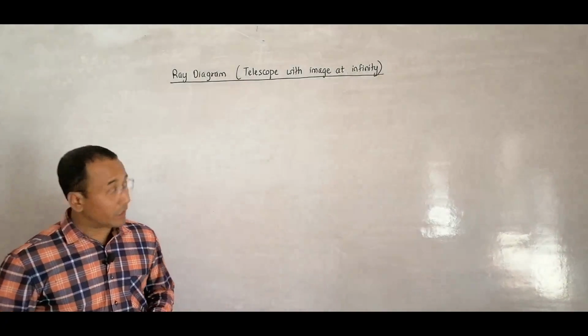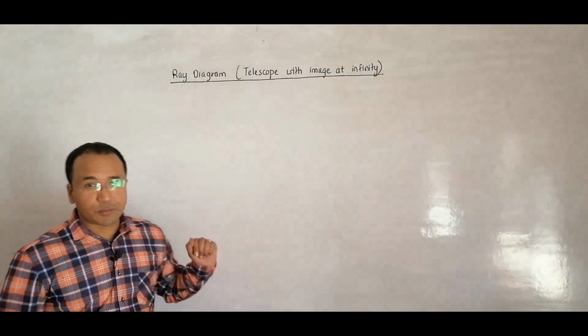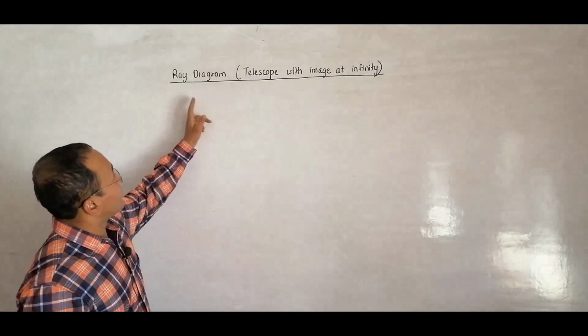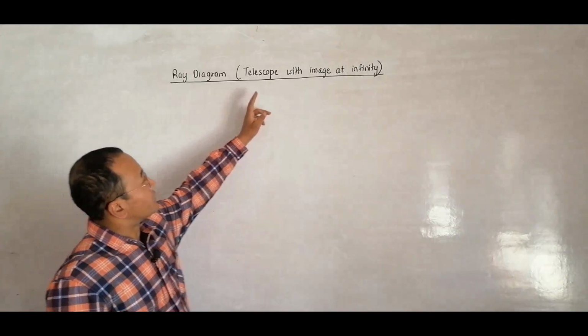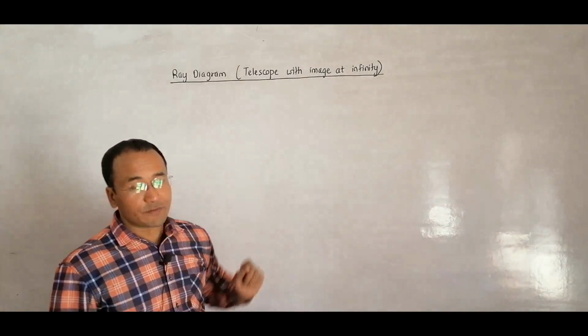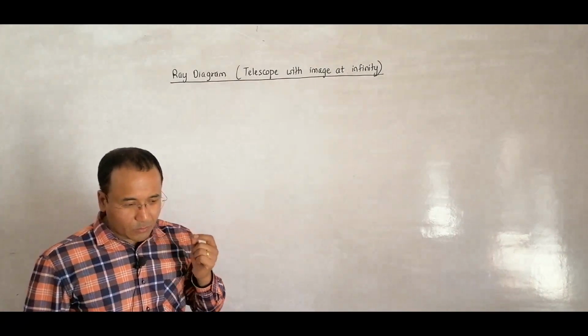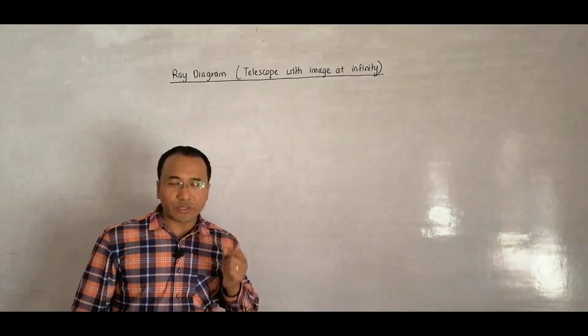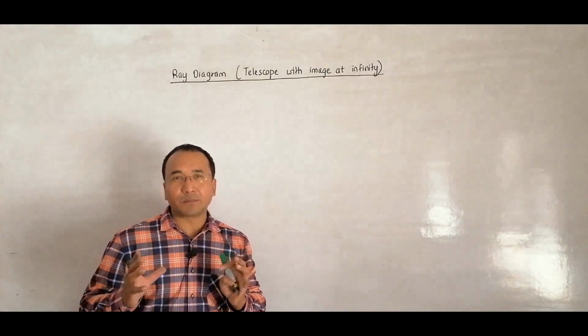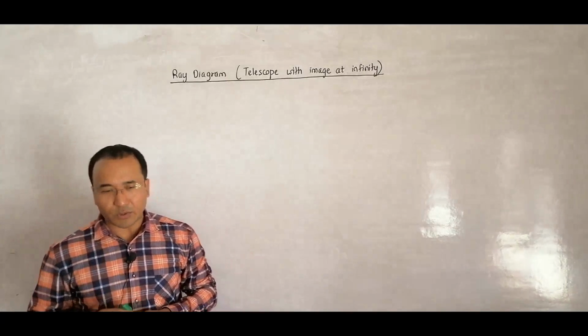So today I am trying to do a special topic which has been very close to my heart. It is about the ray diagram for the telescope which will form an image at infinity. I first learned to do it when I was in class 8, and I was amazed at the perfect diagrams that they had in the books.